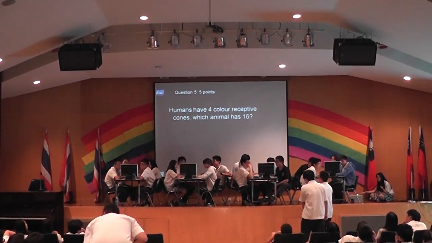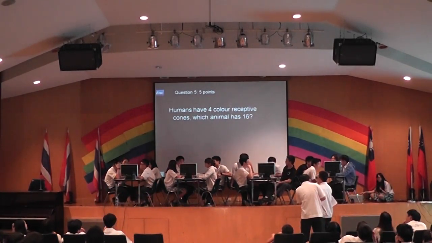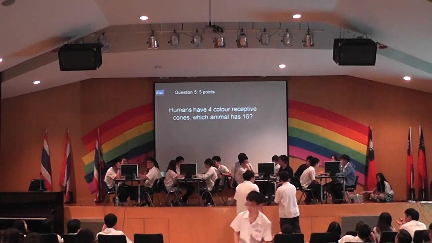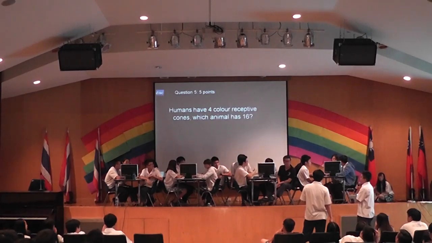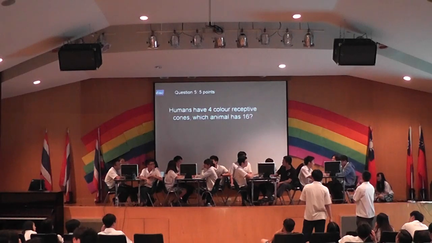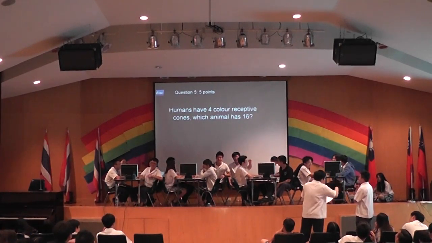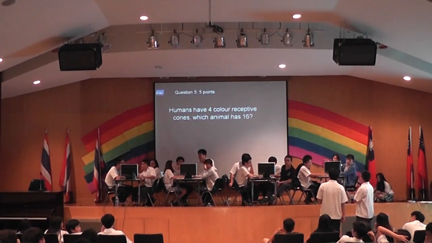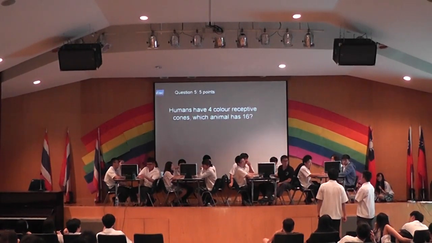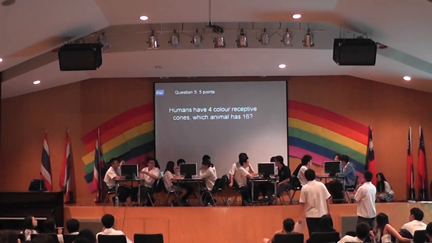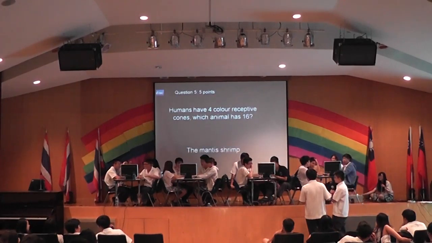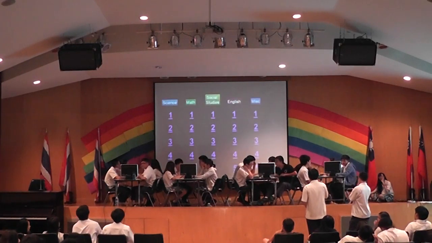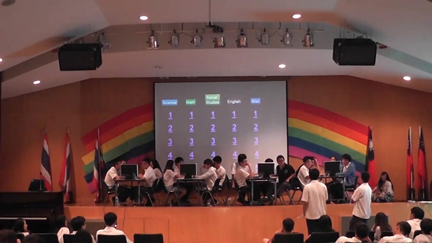Miscellaneous 5. Humans have 4 color receptive cones. Which animal has 16? Group 1. Chameleon. That is incorrect. You can't answer another. Five. That is incorrect. One, two, three. That is incorrect. The answer is the mantis shrimp. I'll count to three. 3, 2, 1. Team 4.